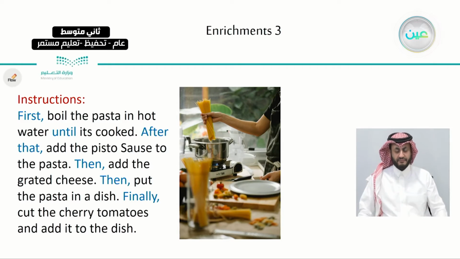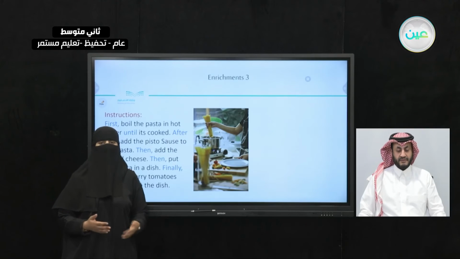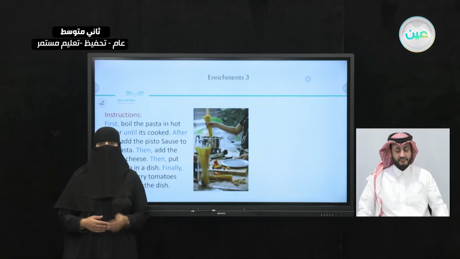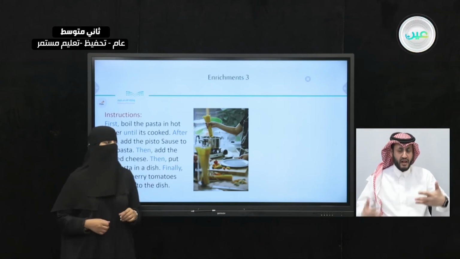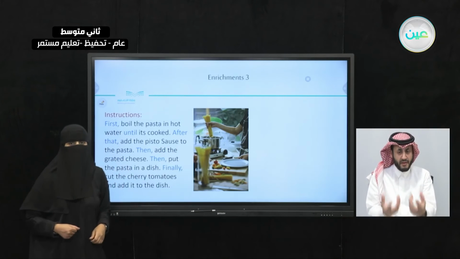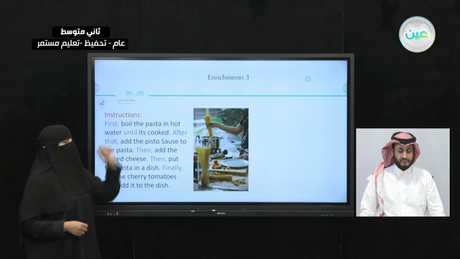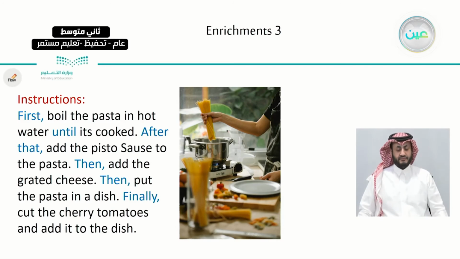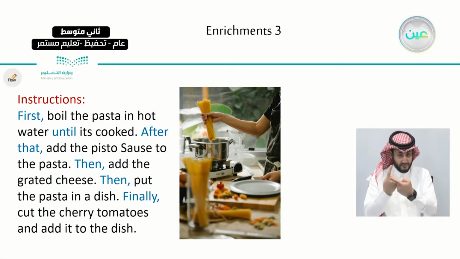So after taking a look at the ingredients, you're going to start the recipe, or the steps that you are going to follow to create this dish. So here you can see someone is boiling the pasta, right? So the instruction to make this recipe is like this. First, we have the word first here. That means this is the number 1 thing that you're going to do.